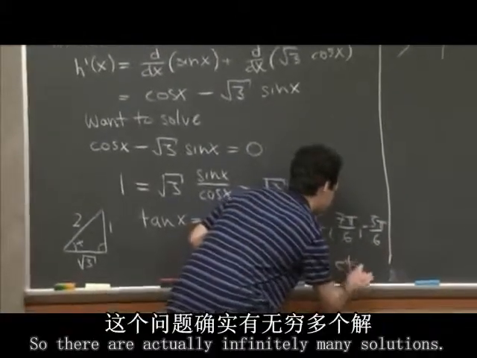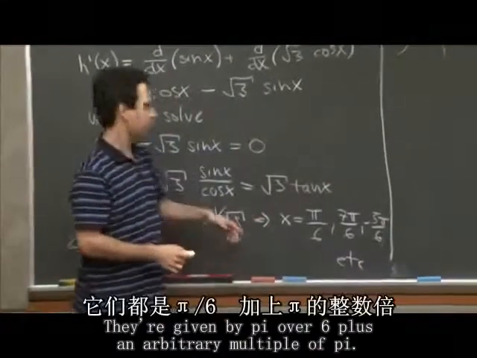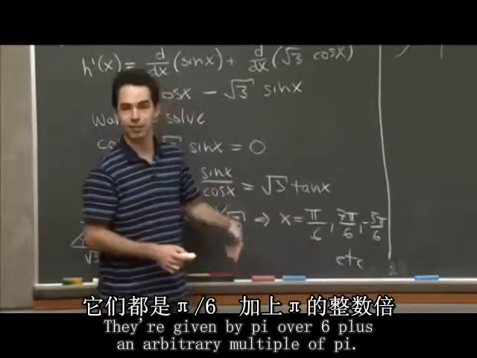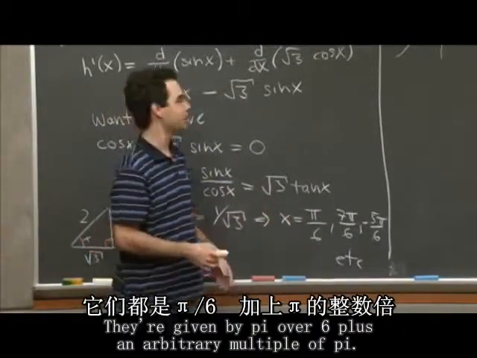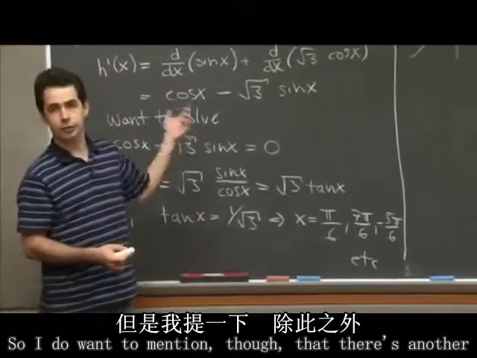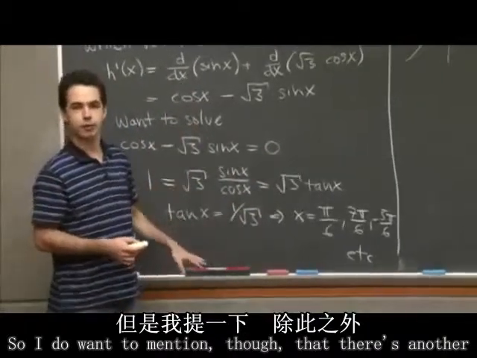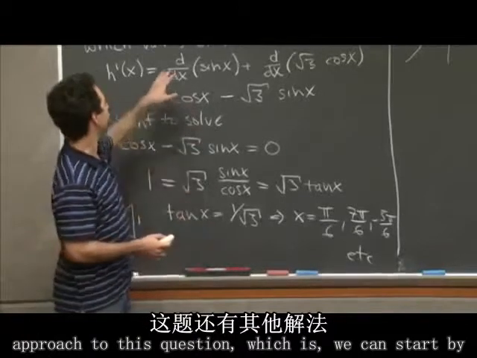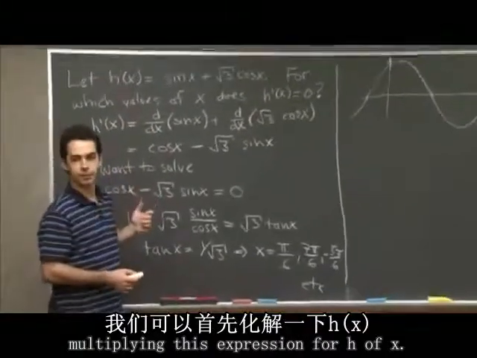So there are actually infinitely many solutions. They're given by pi over 6 plus an arbitrary multiple of pi. So then we're done. So I do want to mention, though, that there's another approach to this question, which is we can start by multiplying this expression for h of x.